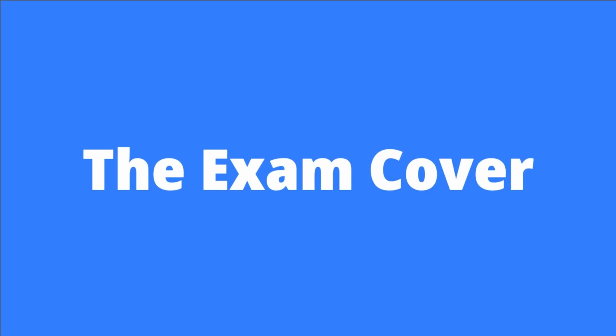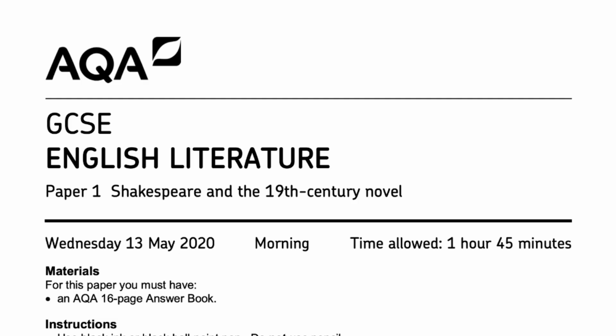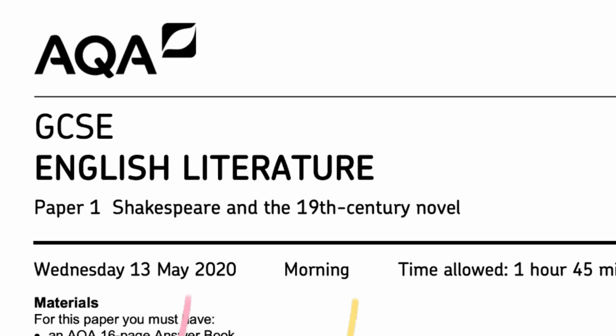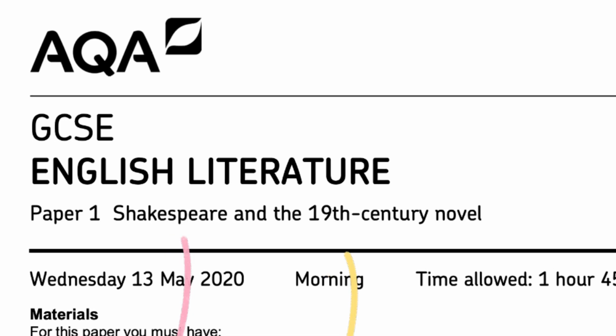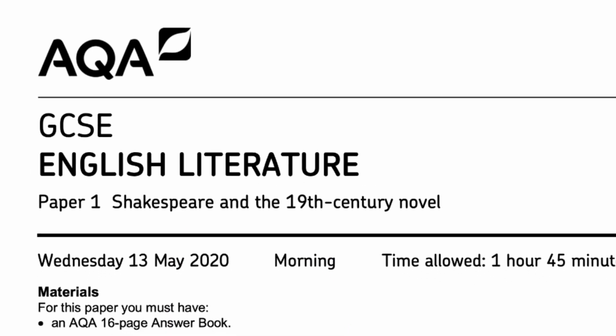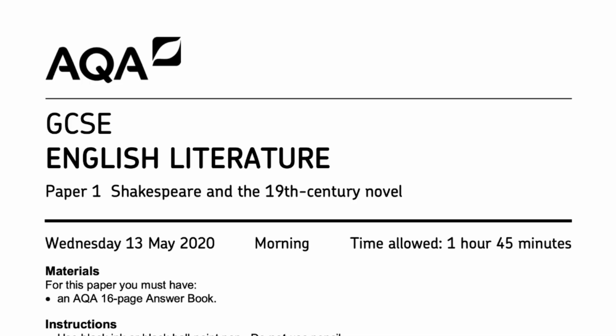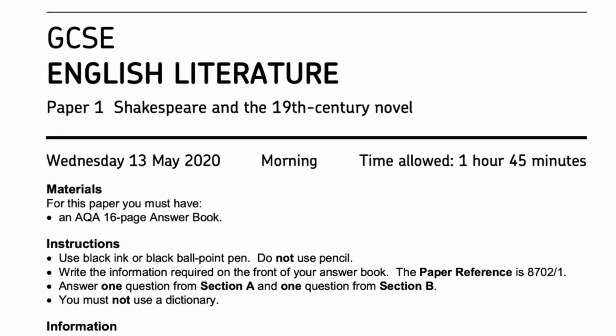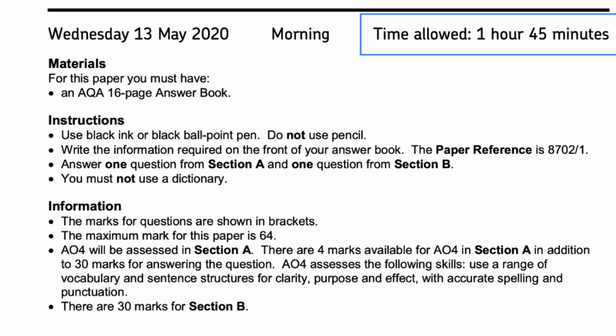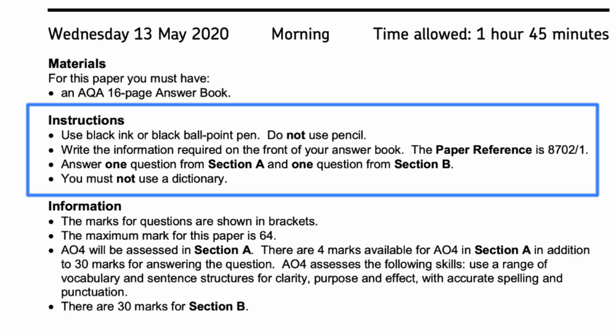First, let's take a look at the front of the exam paper. Candidates are also given an answer booklet to record their essay responses in. As you can see, the exam focuses on Shakespeare and a 19th century novel. This paper is from 2020, but is exactly the same format as the exam you'll sit this year. Look carefully at the instructions on the paper. You're given a total of 1 hour and 45 minutes to complete the paper. Candidates must use pens with black ink.